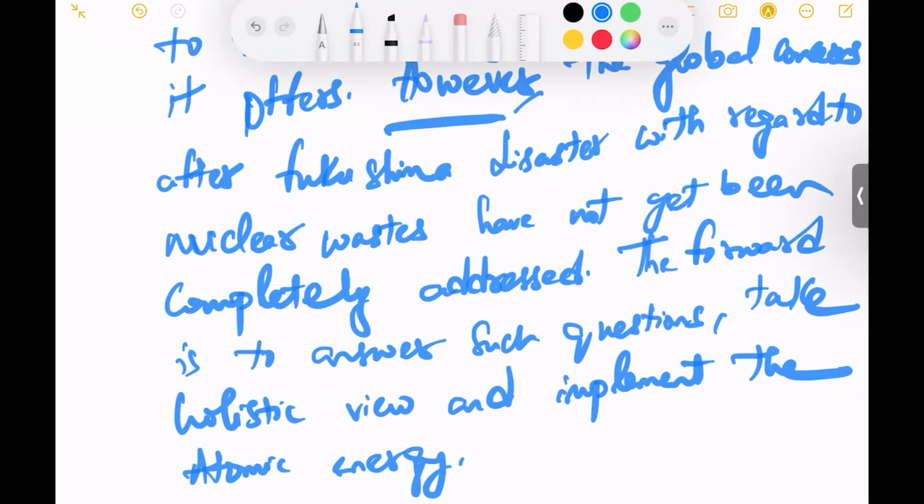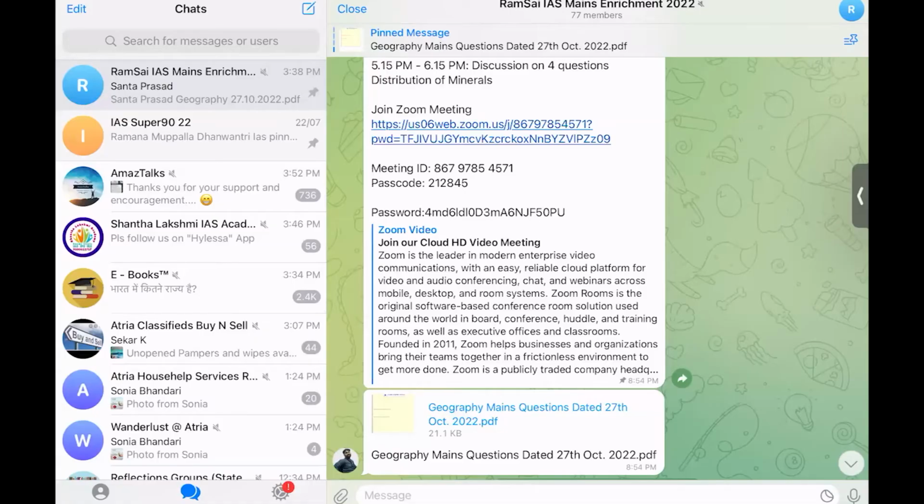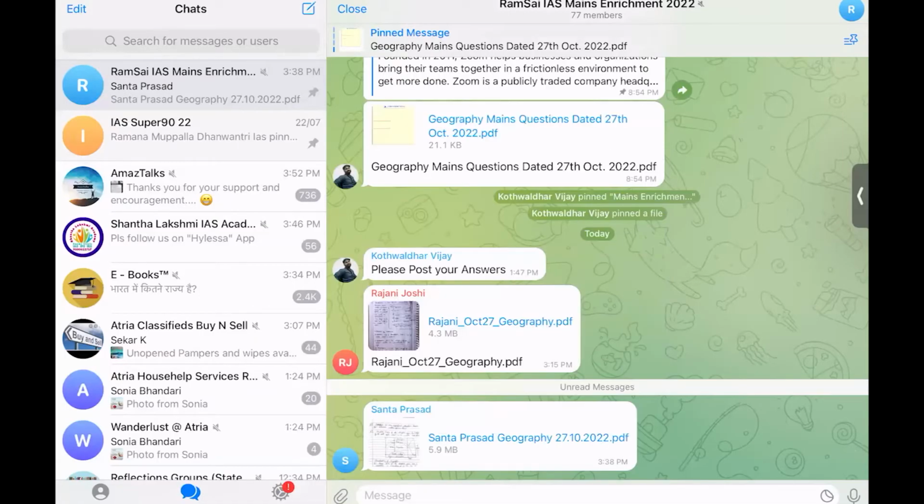Clear? Yes, sir. If the same question is asked in your interview, what will you say? Shanta Prasad, what will you say if the same question is asked in your interview? Your conclusion is enough, sir. In the interview, if you say my conclusion, for 275 you will get 125 marks.